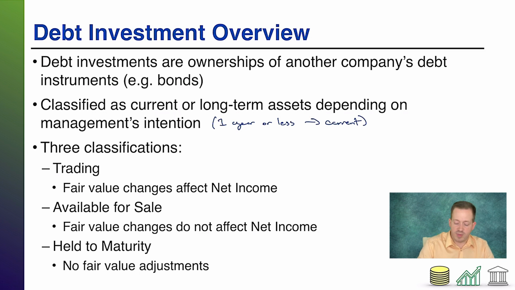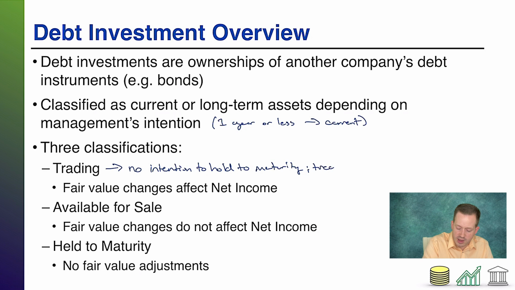So on the one end of the spectrum, let's think of this as a spectrum of decision making. Management has a debt investment. They could say, we're going to treat this debt investment just like an equity investment. We have no intention whatsoever to hold it to maturity. We're going to play the market, and when it suits us to make a profit, we're going to sell this thing. If that is what management's intent is, that's what we call a trading debt investment. No intention to hold to maturity. Essentially, they are treating it like equity.